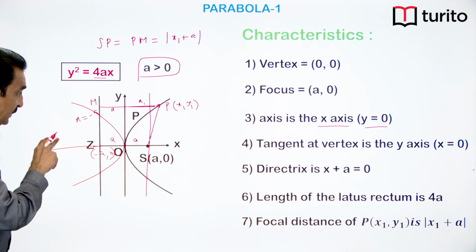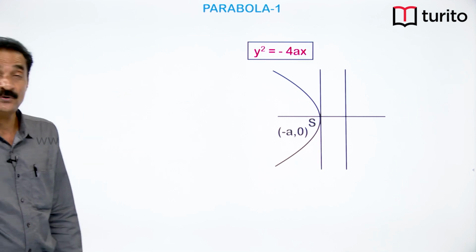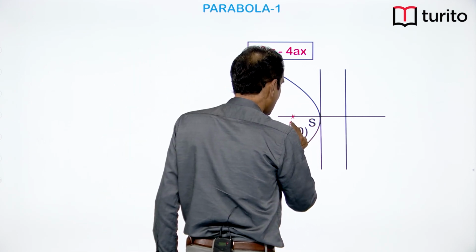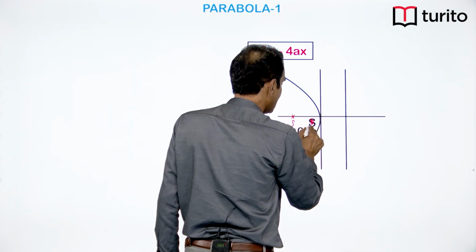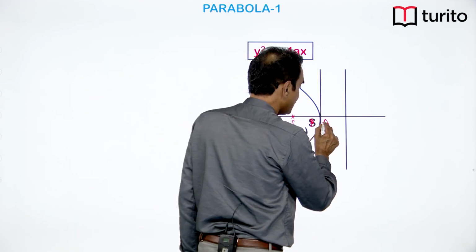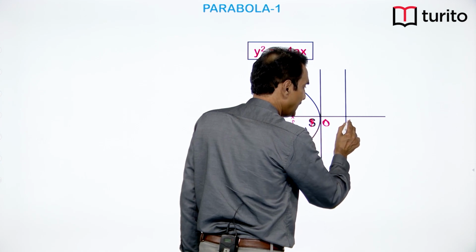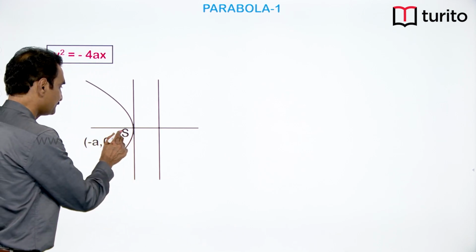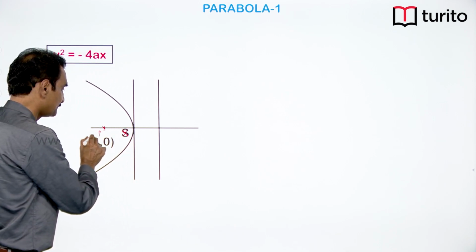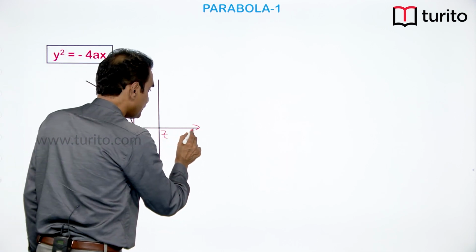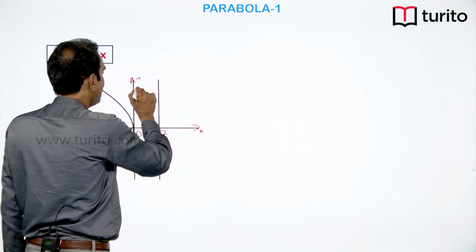So, if you replace a by -a, you are going to get all formulae corresponding to this parabola. Its focus is here, it is (-a, 0), this is the vertex, the origin, and this is the positive x axis, this is the y axis.